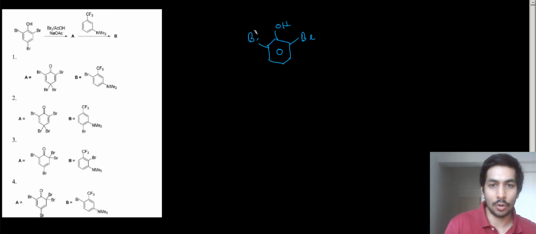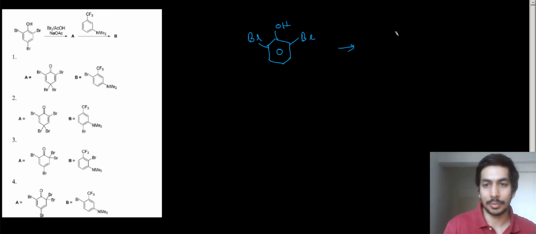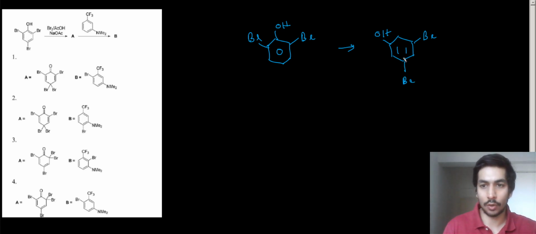And now since the ortho position is already occupied by the bromines, the para position is activated. And since I told you Br2 is an electrophilic source, a source of electrophilic bromine, what is basically going to happen is that due to the electron donating ability of the OH group, your bromine will be attached at the para position. Now you might be wondering why not at the ortho position?